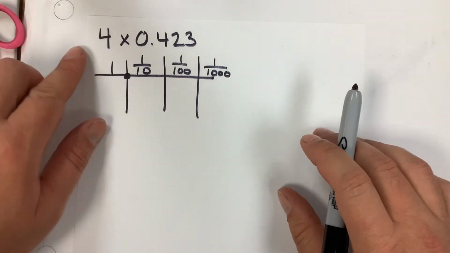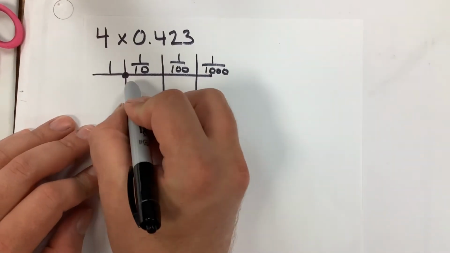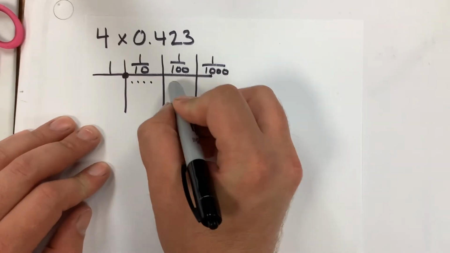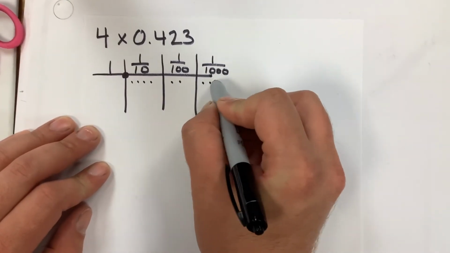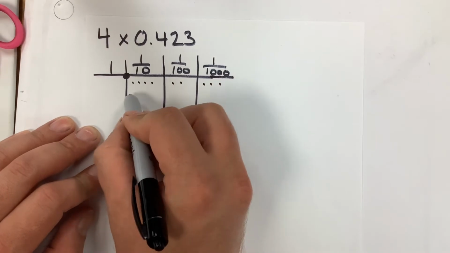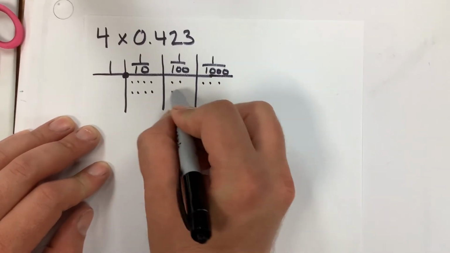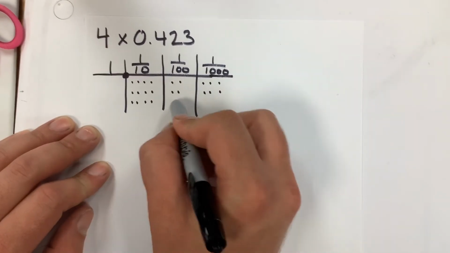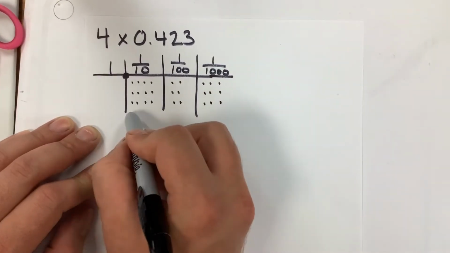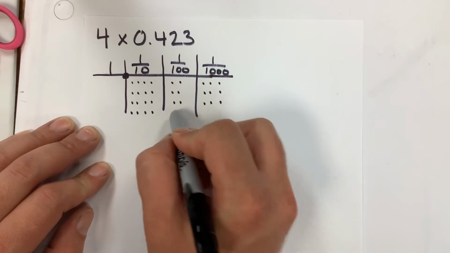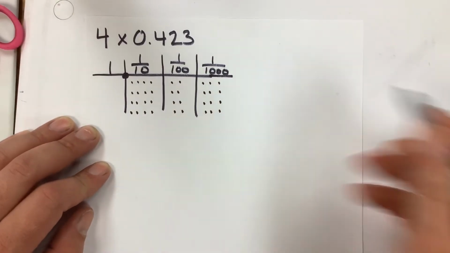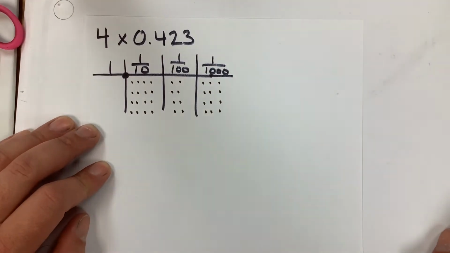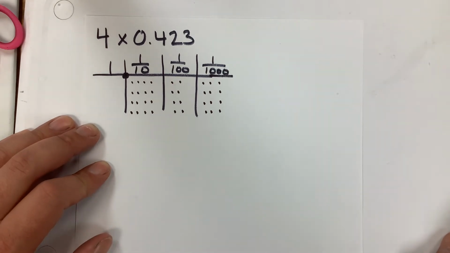So now let's make our 4 copies of 423 thousandths. So I got 1, 2, 3, 4. 1, 2. 1, 2, 3. That's 1 copy. 2 copies. 3 copies. 4 copies of 423 thousandths. So now let's see if we need to do any bundling and go from there.